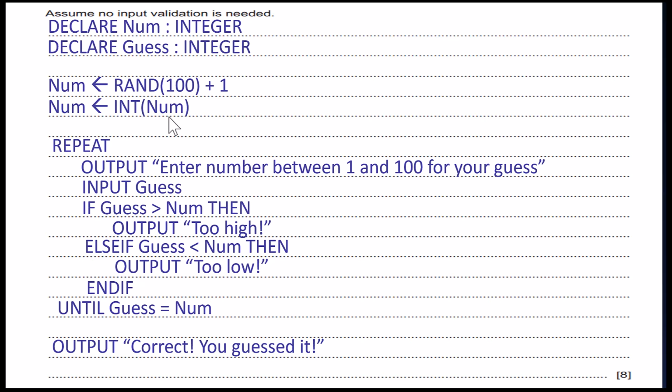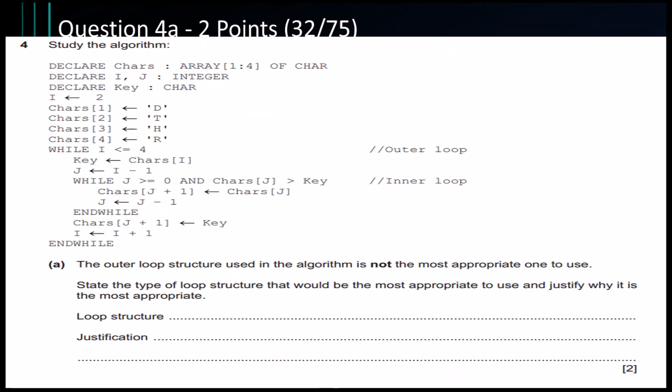Let's go ahead and take a look at question 4. All right, in question 4a, it's worth 2 points. They give us an algorithm. I see I have a nested while loop right away. I see we have an array of chars, lower bound of 1, upper bound of 4. I starts at 2. We have i and j. So we have a nested loop here.